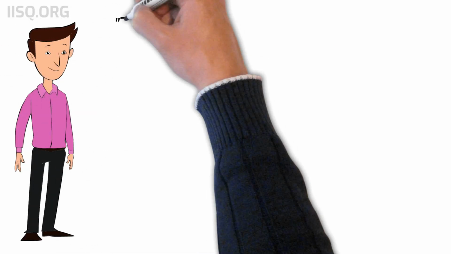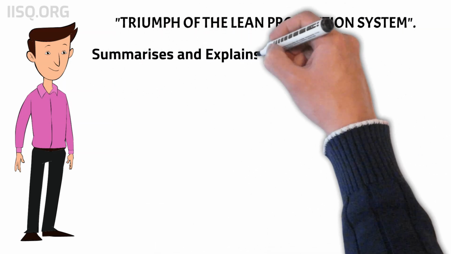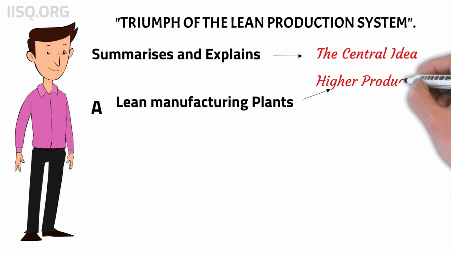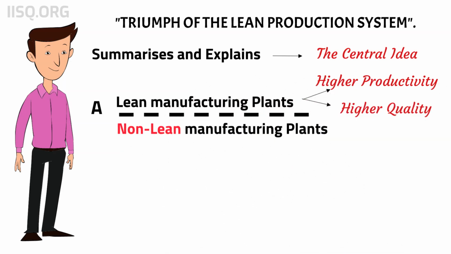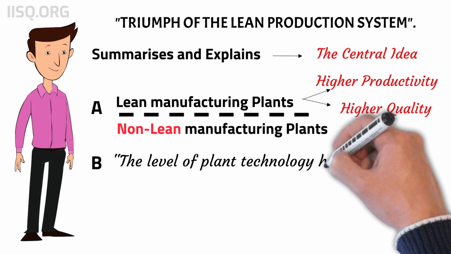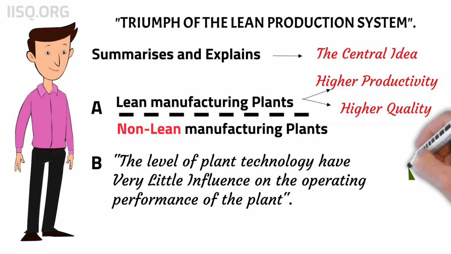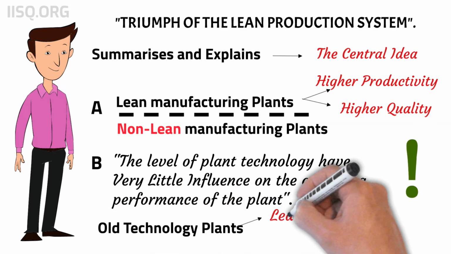In the article, Triumph of the Lean Production System, John Krafcik summarizes and explains the central idea. A. Lean manufacturing plants have both higher levels of productivity and quality than non-lean plants, and B. The level of plant technology seems to have very little effect on the operating performance of the plant. This essentially says that an old technology-based plant can be a lean plant, and at the same time, high-performing.